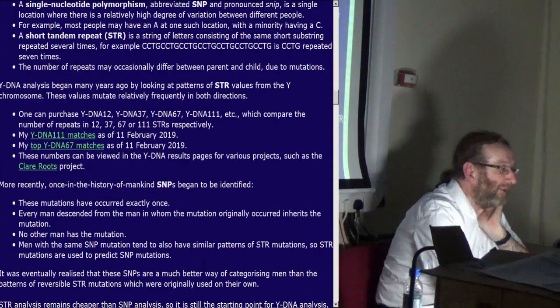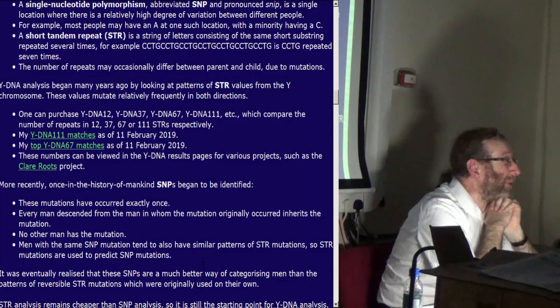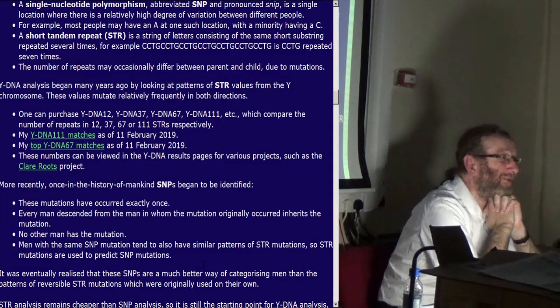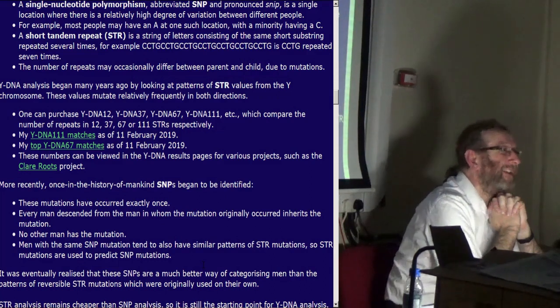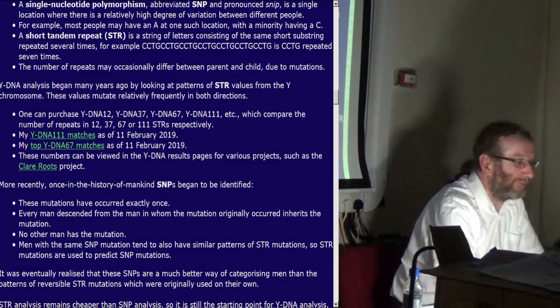So I've talked about the once in the history of mankind nature of the SNP mutations. And I really don't know why people are still expected to start out with the 20-year-old STR mutation product. I think we should all be going straight into SNP testing. But SNP testing for some reason is still a lot more expensive than STR testing, and I think economics is the main reason that people still use the old STR product to get started.